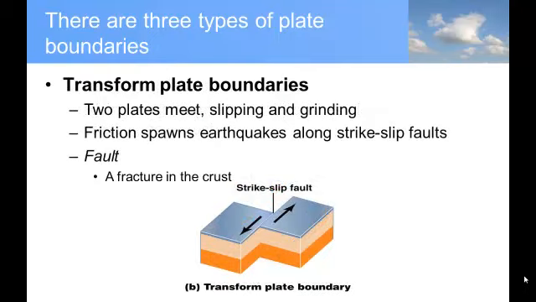Transform plate boundaries are plates, like the North American and the Pacific plate, that are sliding next to each other. And as they do this, they can build up friction and pressure. And when some of that pressure gets released, you end up with an earthquake. Transform boundaries are sometimes referred to as fault lines or faults, such as the San Andreas Fault.